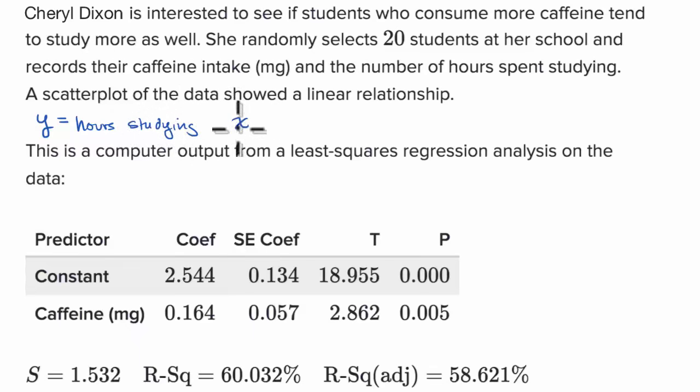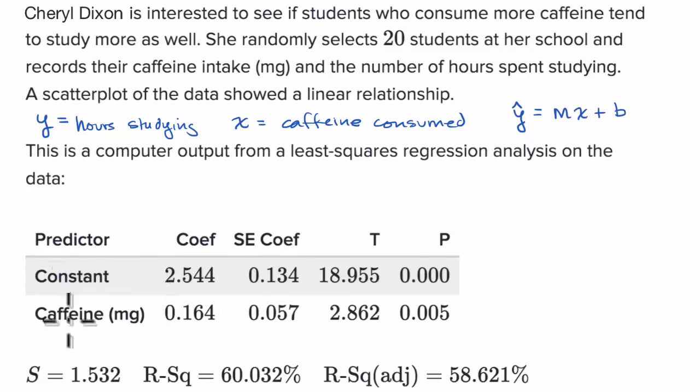And then let's say x is what we think explains the hours studying, or is one of the things that explains the hours studying. And this is the amount of caffeine ingested. So this is caffeine consumed in milligrams. And so our regression line would have the form y hat. This tells us that this is a linear regression. It's trying to estimate the actual y values for given x's. Is going to be equal to mx plus b. Now, how do we figure out what m and b are based on this computer output?